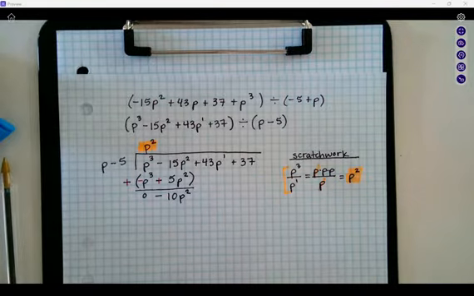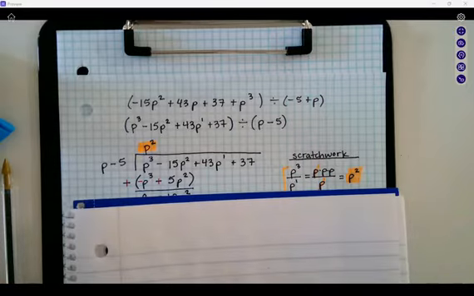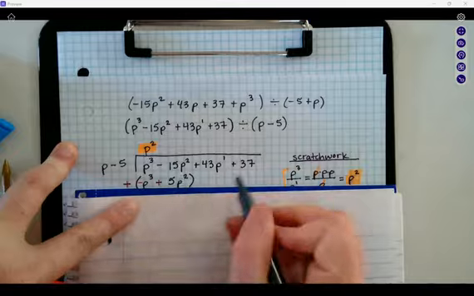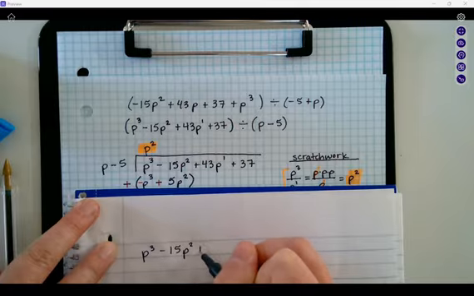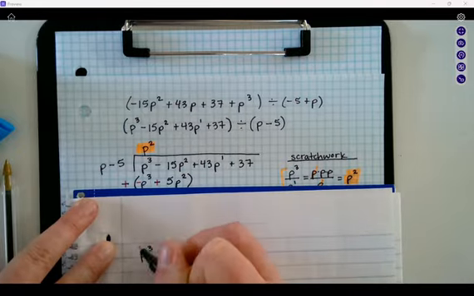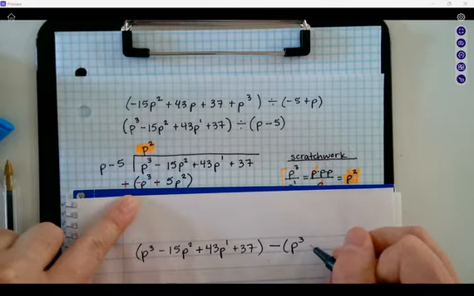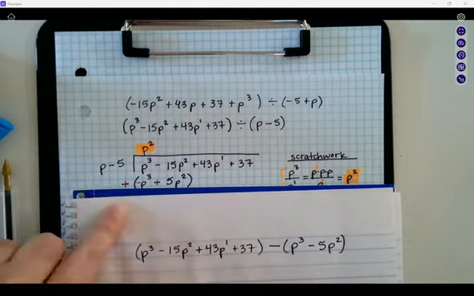And I'm actually going to pause for a second. I want to show you, because earlier I had some students who were having a hard time with this change of sign. I guess they thought I was doing some magic math. And I want to show you what's happening here. So I'm going to write out my dividend. It is p cubed minus 15p squared plus 43p to the first power plus 37, all of that minus p cubed minus 5p squared. So I just wrote down everything that was in black before I went and distributed that negative.